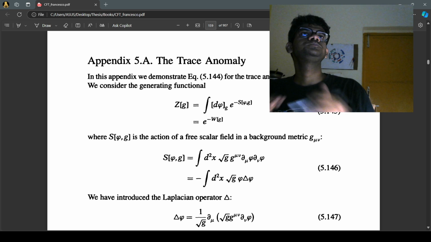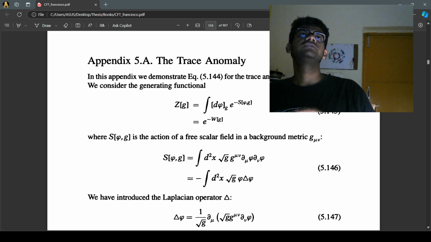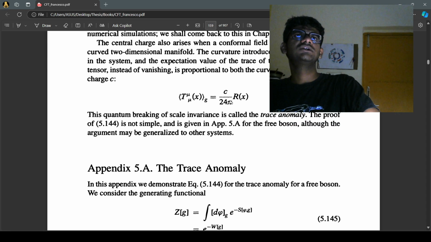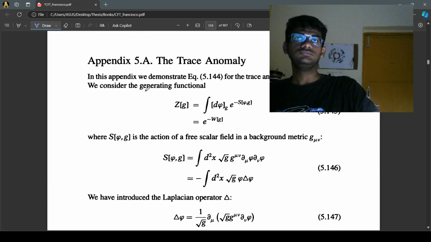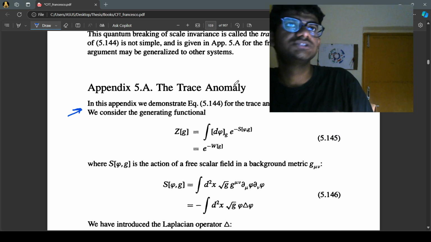Okay, so in the appendix we demonstrate the trace anomaly for a free boson. The statement of the main result is to prove this, right? Yes. Yeah, this thing. We want to prove this thing. Let's go. We consider the generating functional.